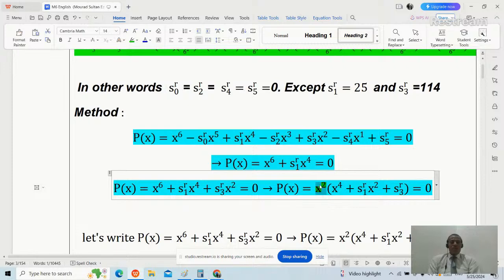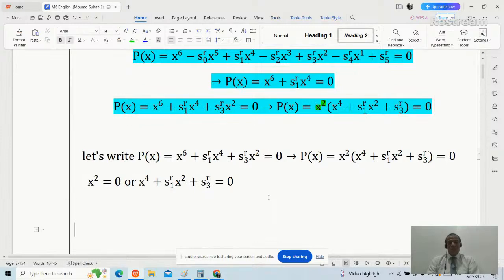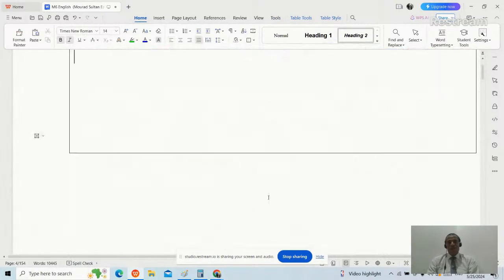Therefore, this one equals 0 or this equals 0. I'll just continue solving this. Let's write P of x equal x⁶ plus s1 x⁴ plus s3 x². Of order r, x raised to the power equals 0 means this one is equal to 0, or that is equal to 0, meaning that x² is 0, or x⁴ plus s1 x² plus s3 equals 0.